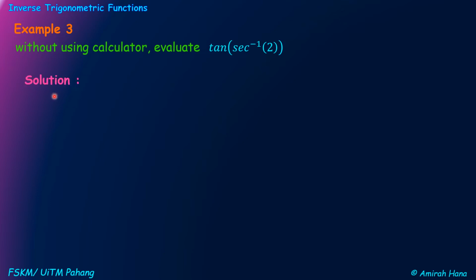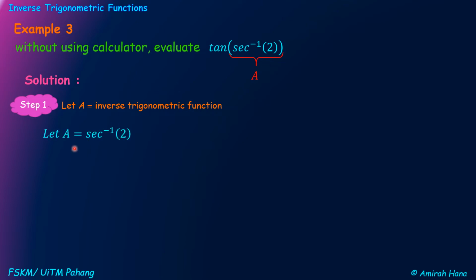Now we look at the solution. We refer step by step. Step 1: let A equal to the inverse trigo function. From the given question, the inverse trigo function is inverse sec 2. We must take 2 because 2 comes together with inverse sec. So we let inverse sec 2, which is the inverse trigo function, equal to A. So let A equal to inverse sec 2.